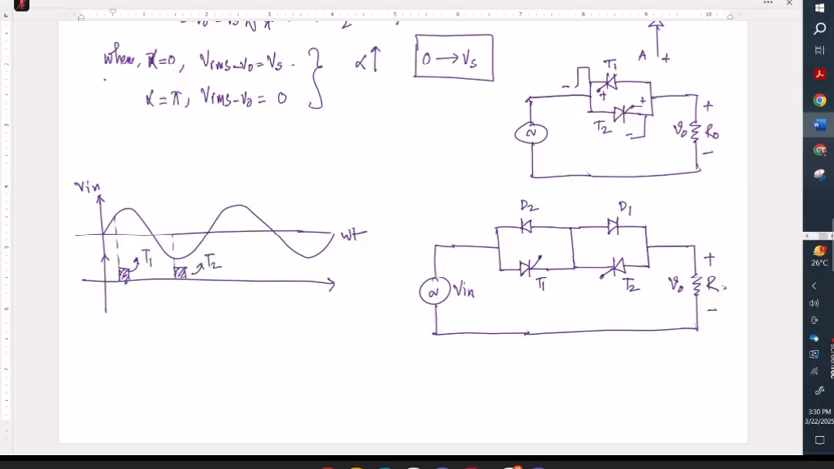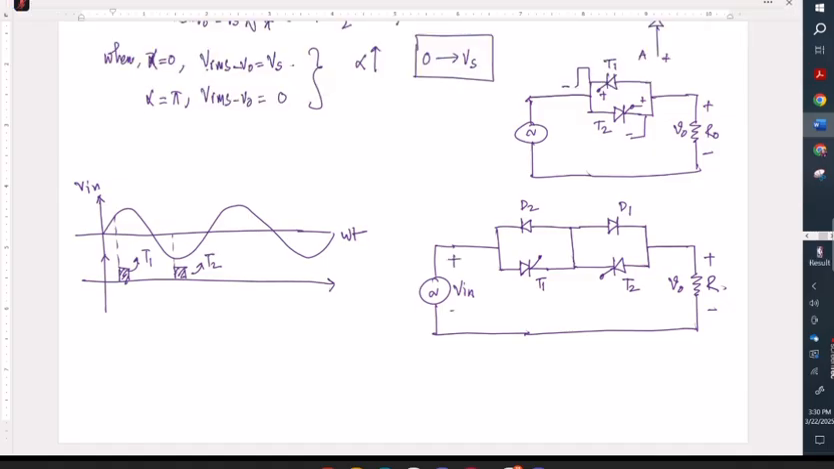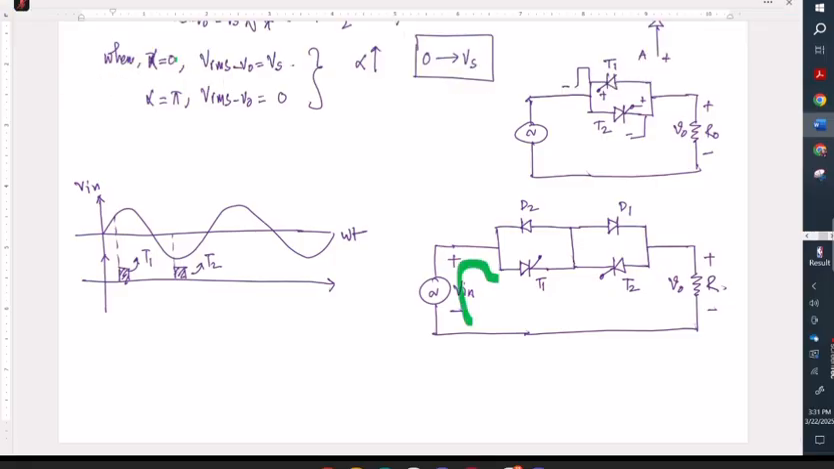Now, tell me, when you are considering a positive half cycle, so your polarity is like this, and as soon as the thyristor T1 is turned on, what should be the direction of the current? The current will try to go through T1, and then it will go through D1, and it will come back like this. You understand, right?